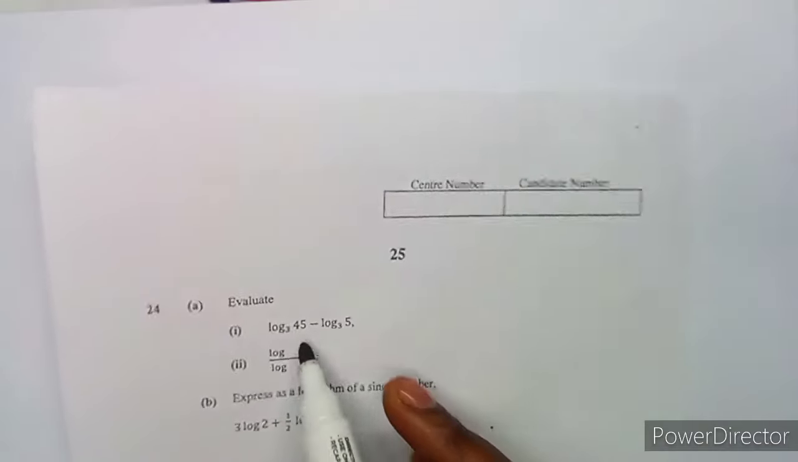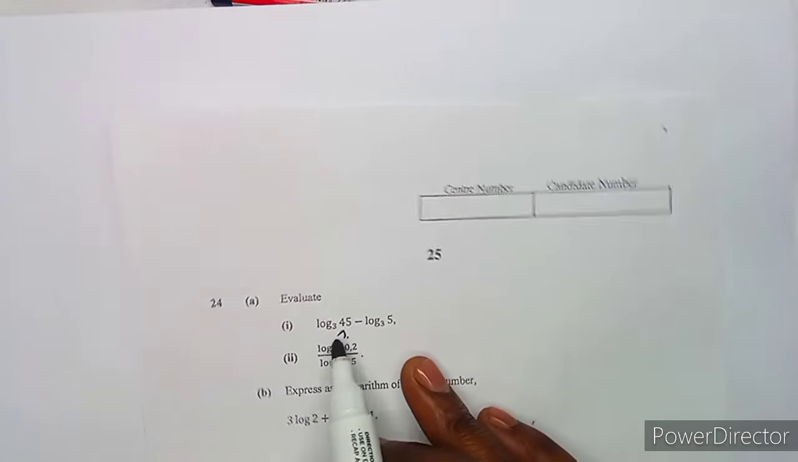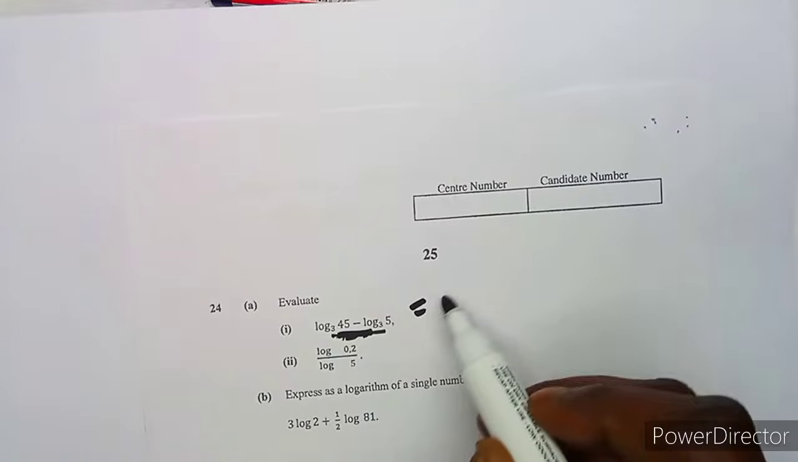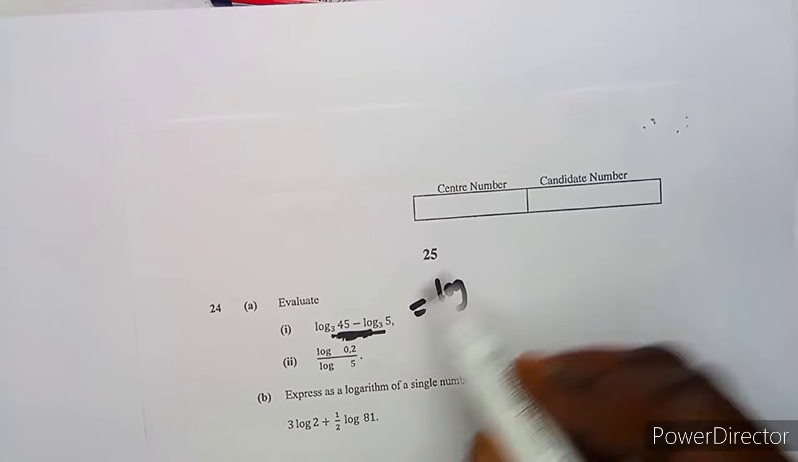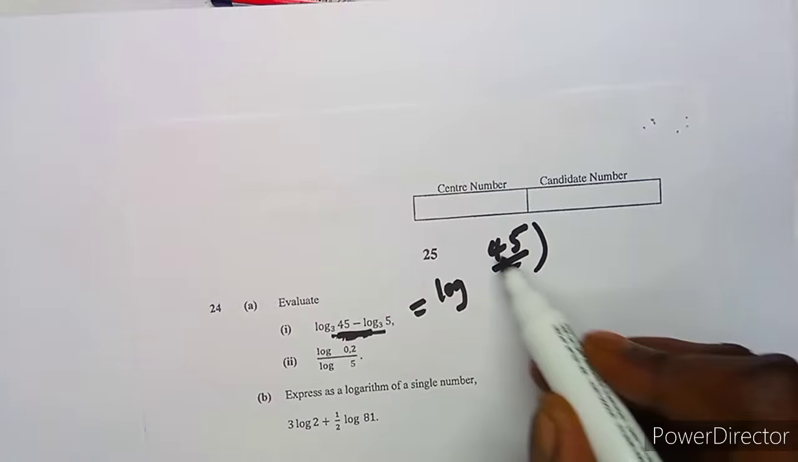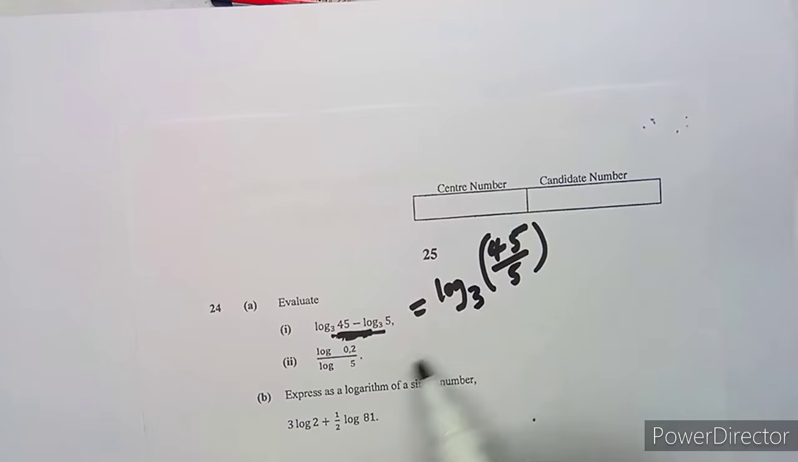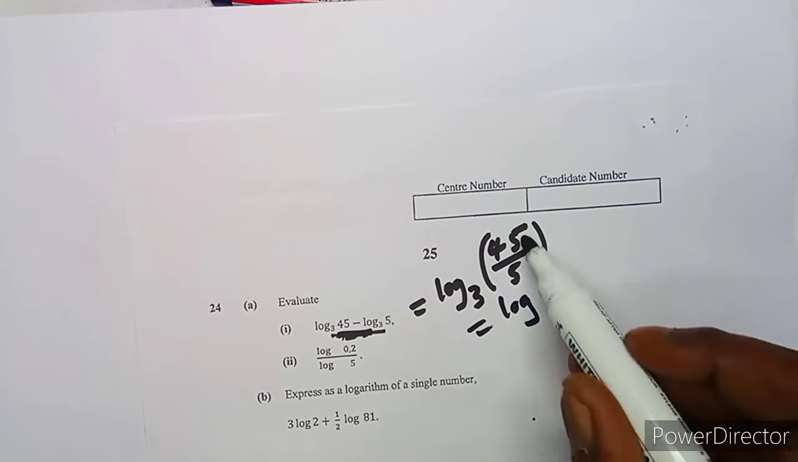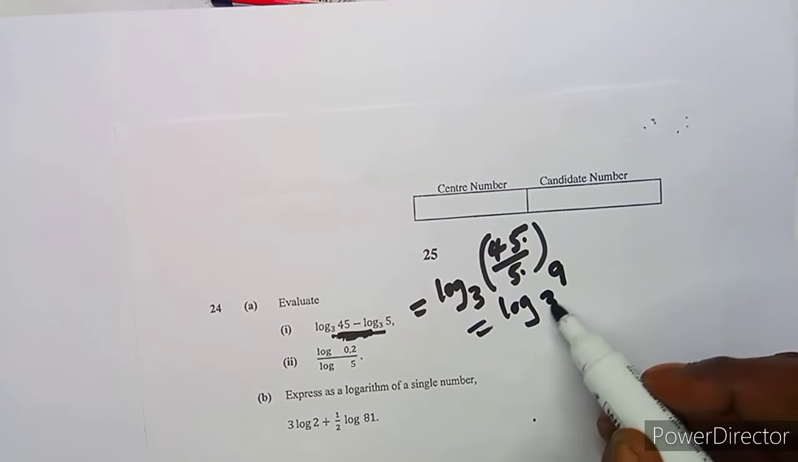Item 1, this is log 45. So this one, we are subtracting, so you can just divide, because remember our laws, divide the numbers, which is 45 over 5 in base what? In base 3, because the base is the same, which is 3. So this is going to give us log 45 divided by 5, which is log 9 in base 3.